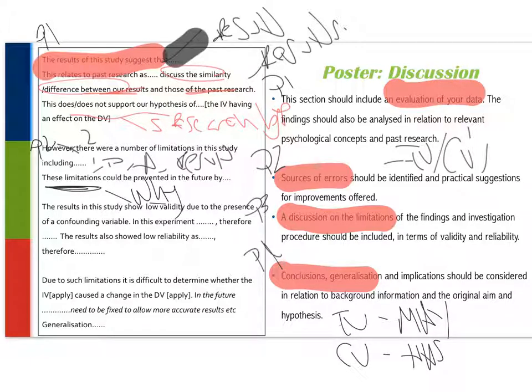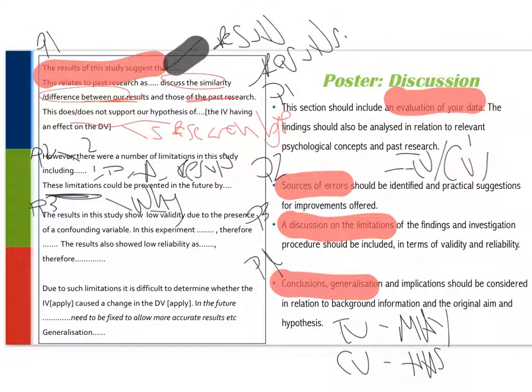So in paragraph 3, you need to talk about both validity and reliability, and the fact that in both of our experiments, they were low. So let's start with talking about that validity. The first thing that you would do is identify that this study showed low validity due to the presence of a CV.